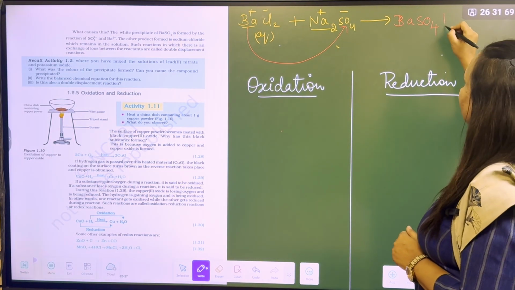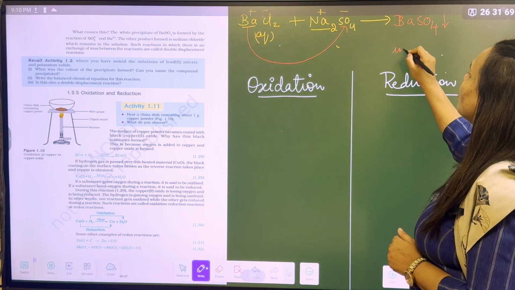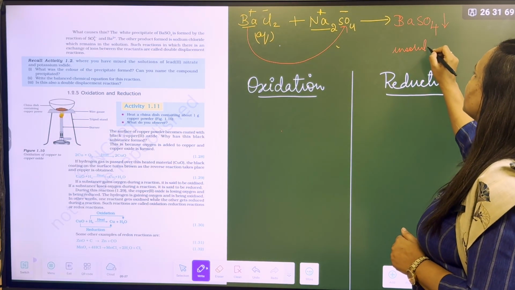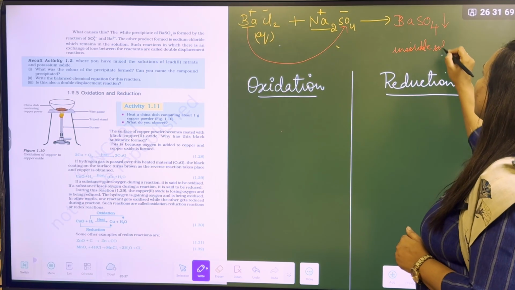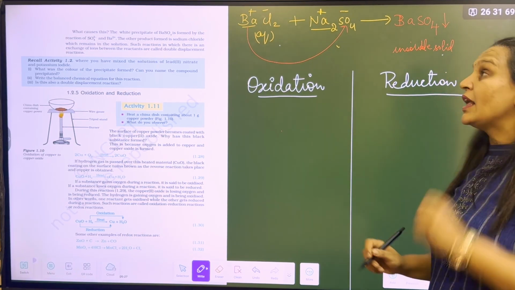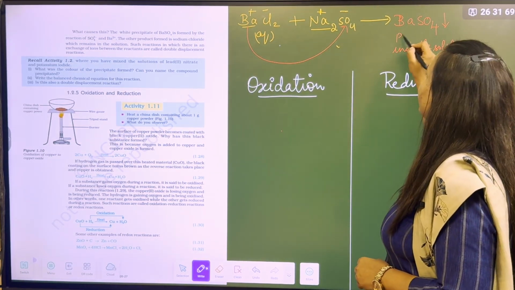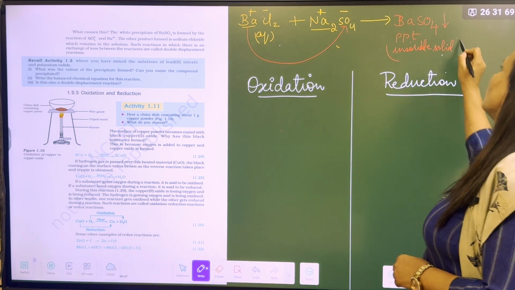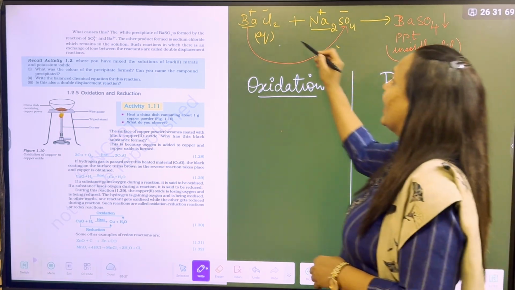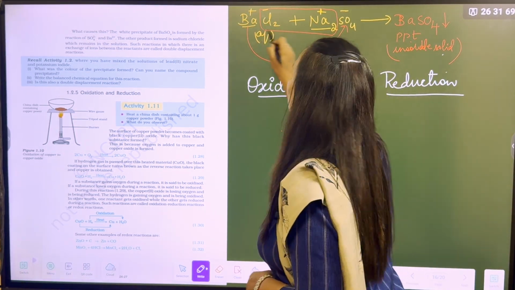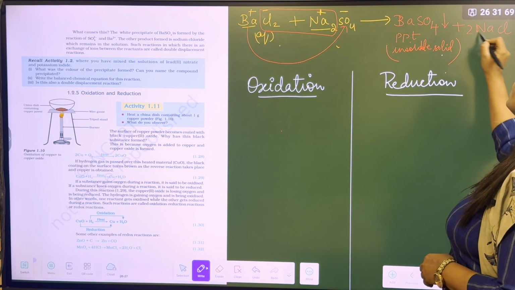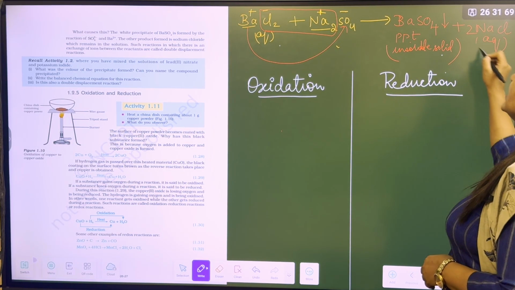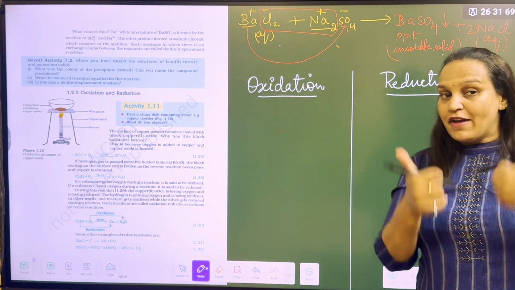But what is the speciality? It is an insoluble solid. What is this? Insoluble solid. And one more thing, it is called a precipitate. So an insoluble solid is called a precipitate. And what is left here? Sodium chloride. And both are 2 atoms. But we know sodium chloride is soluble. Hope everybody understood.